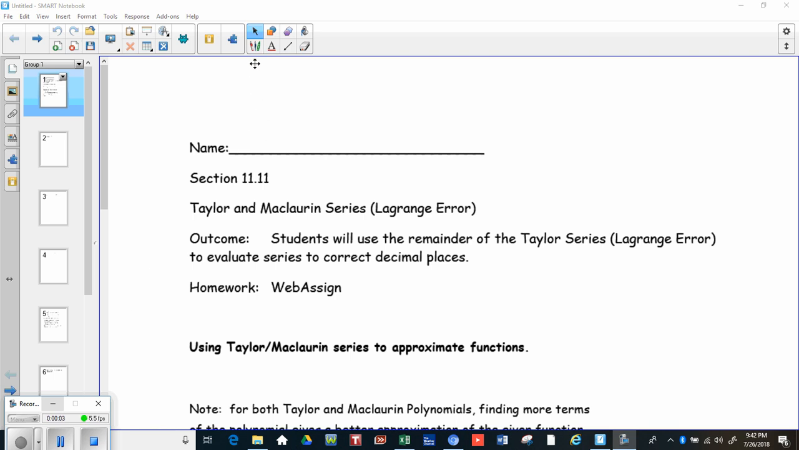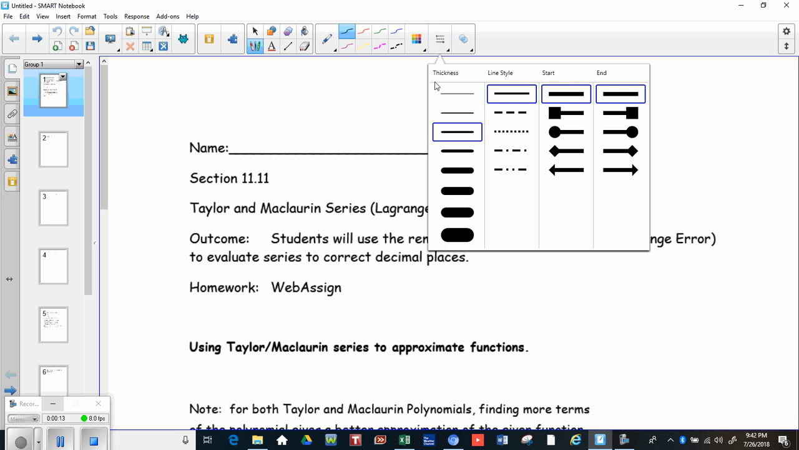All right, this is the last section. This is the applications portion of Taylor polynomials.